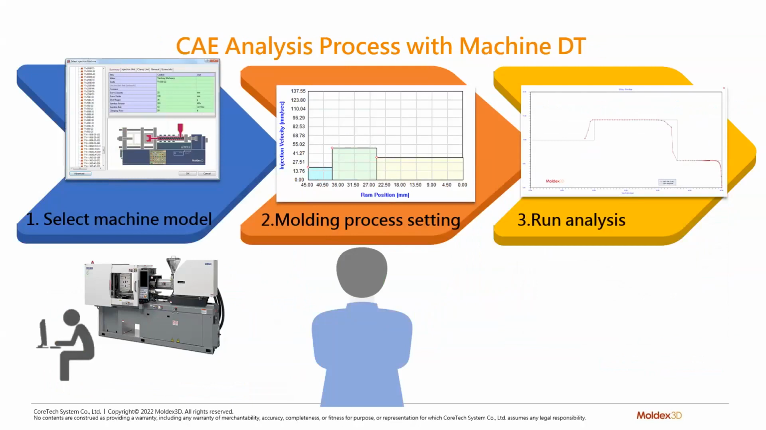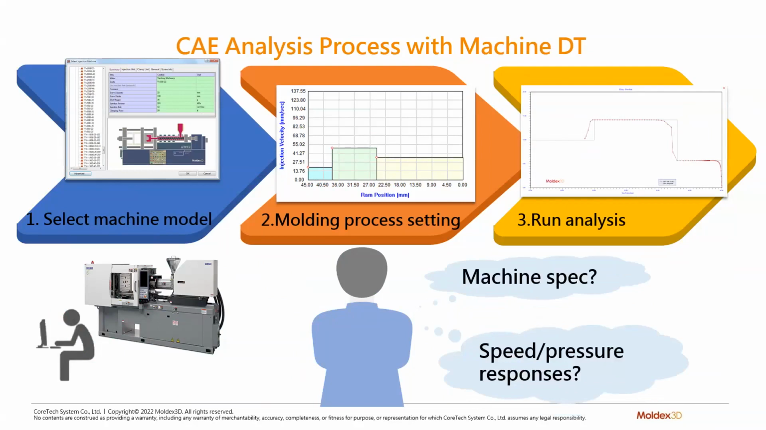In a typical CAE process, by considering machine specs, the users usually follow the 3 steps. First step, choose a machine model which will be adopted for production in the future. Second, define the parameters of molding process condition. Last step, run analysis.